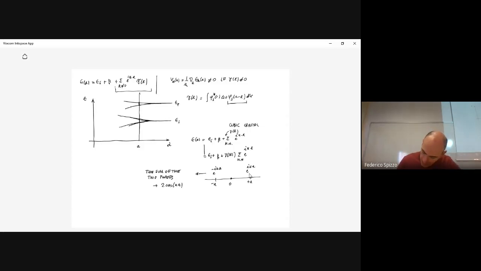So at the end, E of k is equal to E of s plus beta plus gamma of R, and then we have 2 times the cosine of kA times 3, because we have 3 next neighbors. So this is 6 times the cosine of kA.